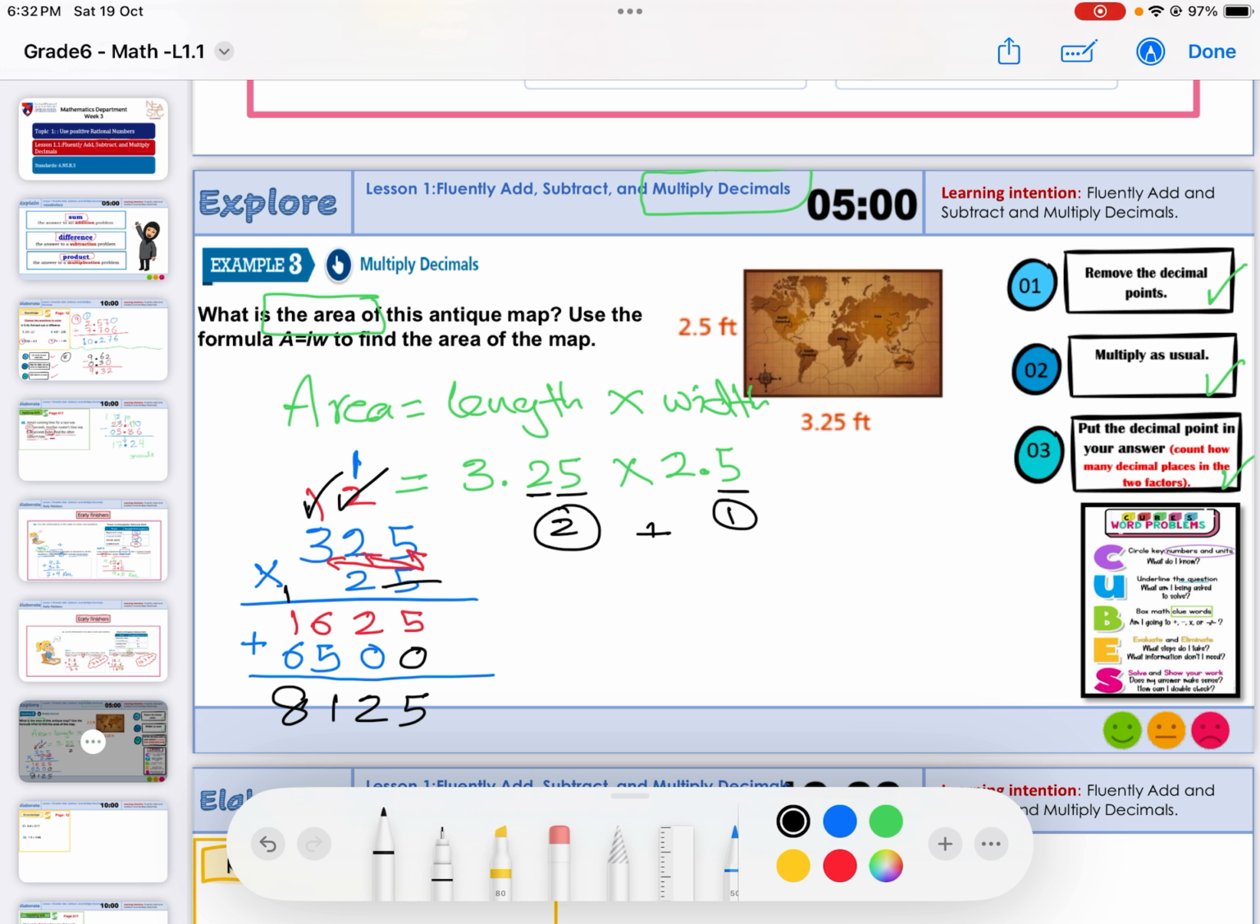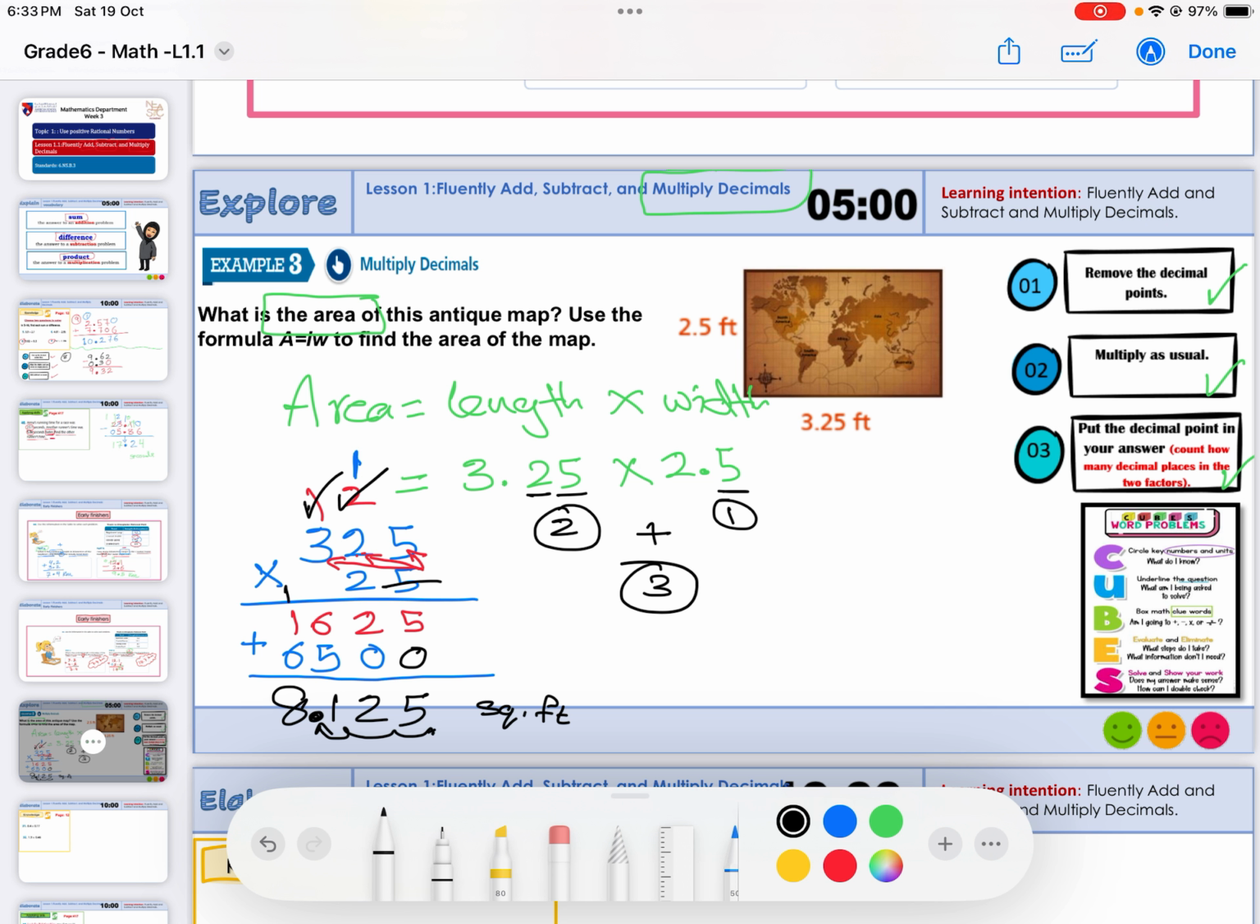So in total, I have how many places? 3. So how am I going to place my point? I'm going to start counting from the right side and go backward. 1, 2, 3. Here is my point. And let's not forget the unit. It's going to be square feet.